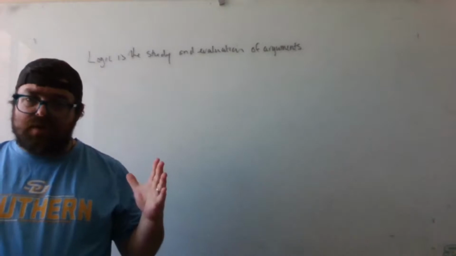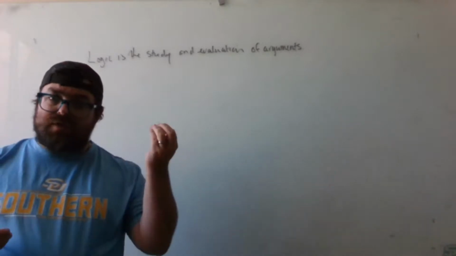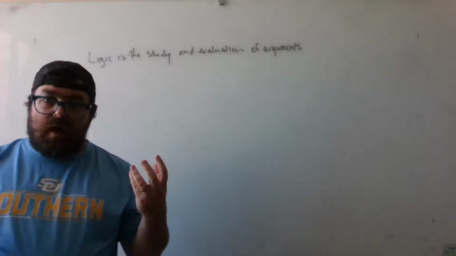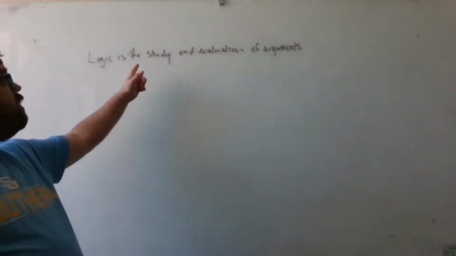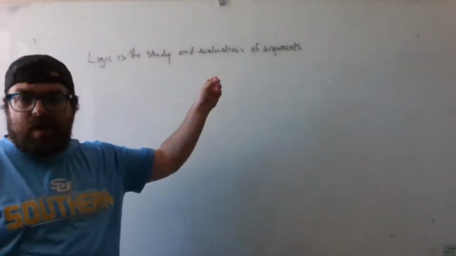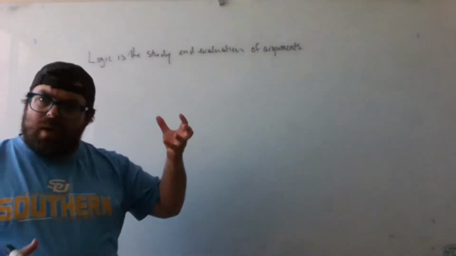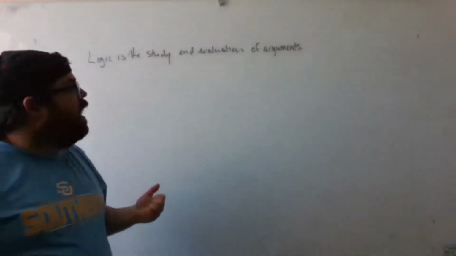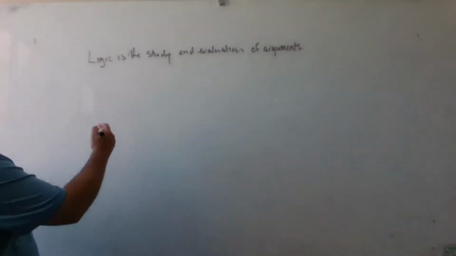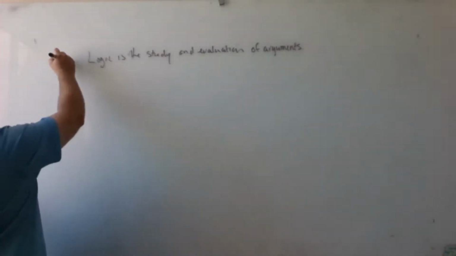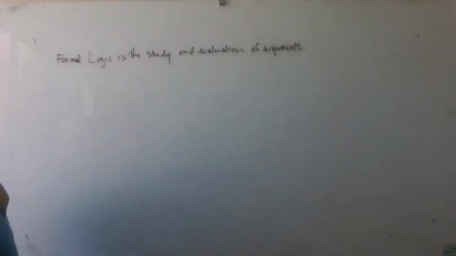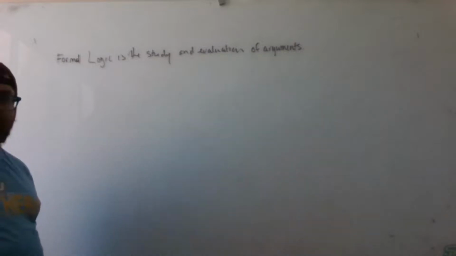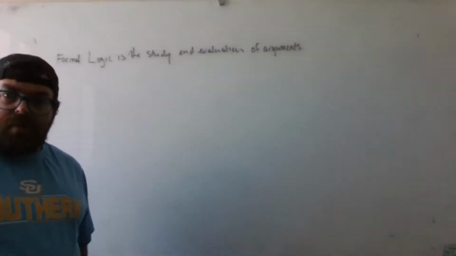So arguments can be broken down into the parts that make them up. And this is the reason when we study and evaluate arguments, we're evaluating their form, what goes into their makeup. That's why we also call this a course in formal logic. So what is an argument if we can break it down into its component parts?